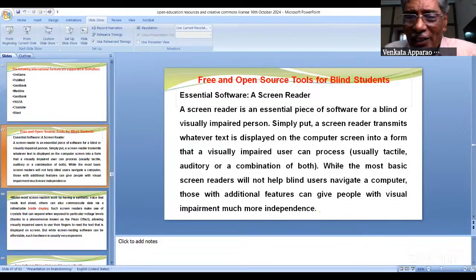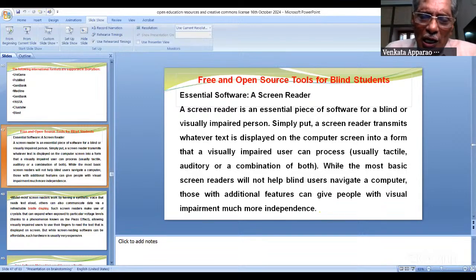Then I got the idea. My today's lecture is free and open source software. Based on the question from the participant yesterday evening, I searched for free and open source tools for blind students. I could get many free and open source software tools for blind students. So there is no expenditure on the part of the college, right?